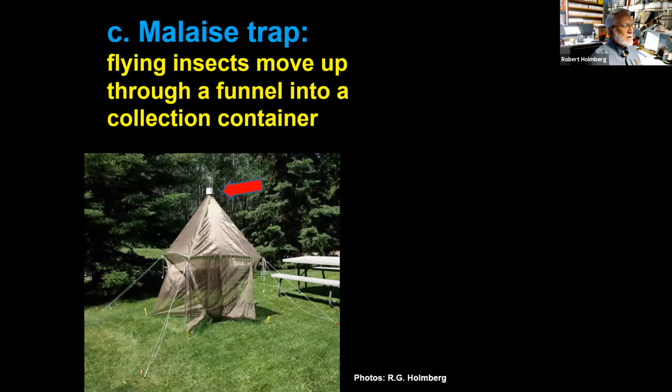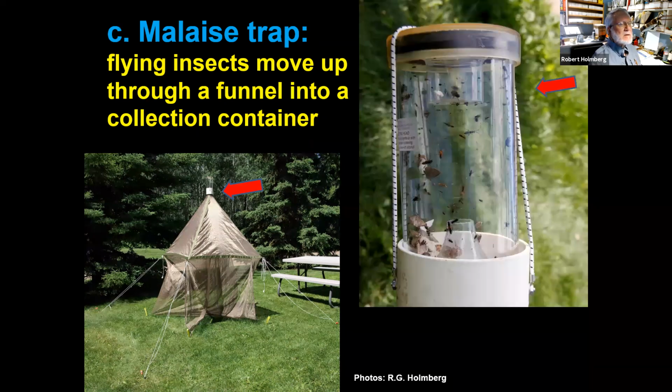Here's another malaise trap. This time it has 4 segments of barriers and then the major funnel of the tent-like thing going up into a collector. Here's a close-up of the collector. It's got a funnel at the bottom, and then at the top you can put an insecticide or just leave it empty and collect live things.